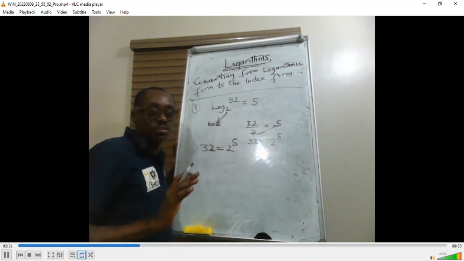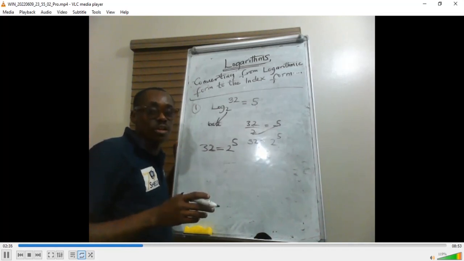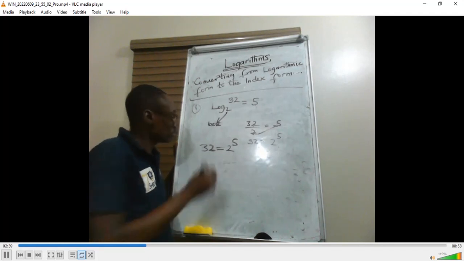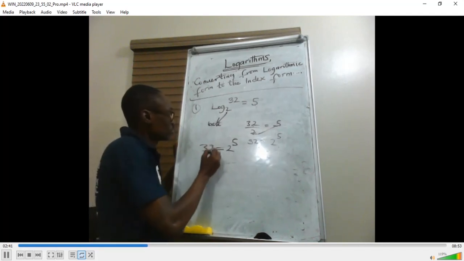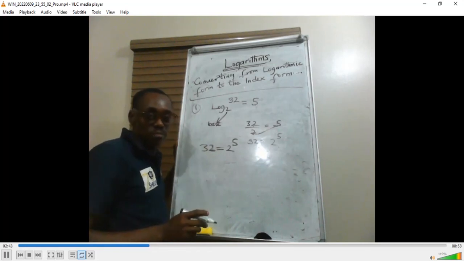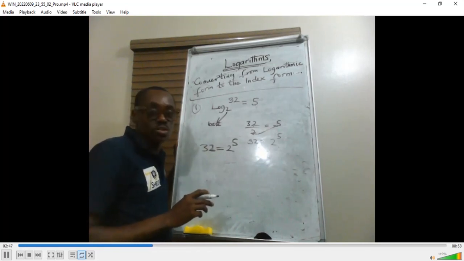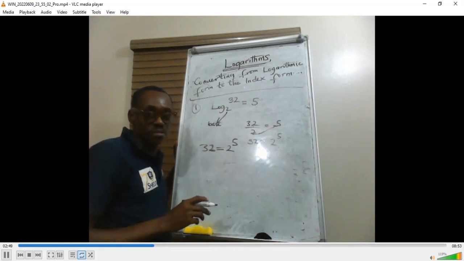Is it understood? Yes, it's understood. Okay, you can move on. Right answer, so you have 32 is equal to 2 raised to power 5.